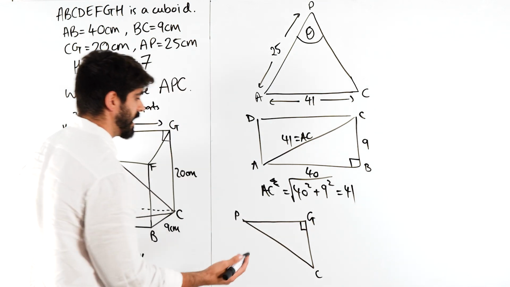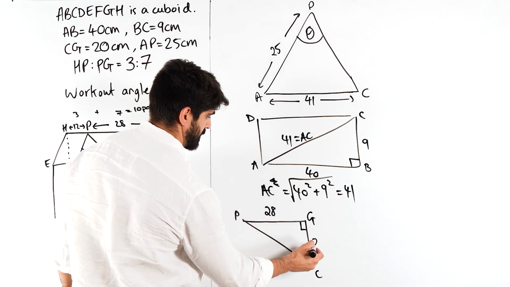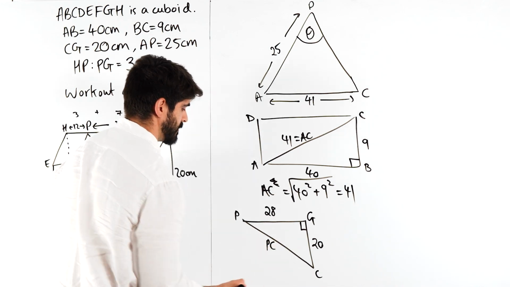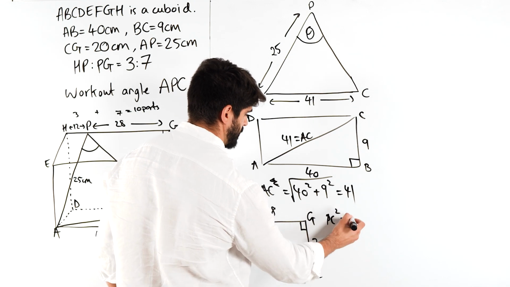GPC. And this is where working out that 28 was super helpful, because that's 28 and this is 20. Now we can work out PC by again doing Pythagoras. So PC squared is 28 plus 20 squared.